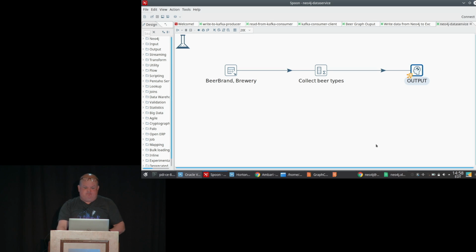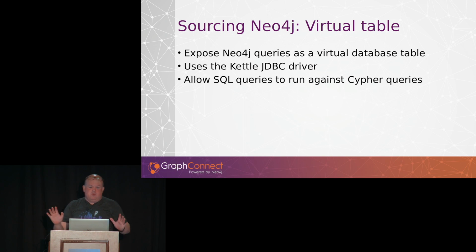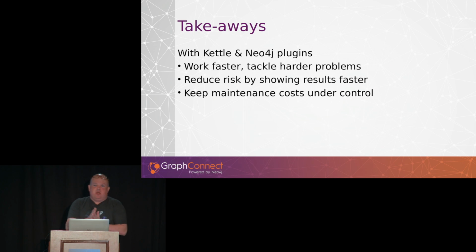Anyway, let me wrap up. So with Kettle and Neo4j plugins, I think you can work faster and tackle harder problems. That's basically the sweet spot that we try to get to. And we reduce risk by showing results faster. If you hit a performance bottleneck or whatever, we want to know as soon as possible so that you can start fixing it, right? And we want to keep maintenance costs under control by allowing people to use a GUI and by allowing code to be reused optimally, the code that's already written, and the code that you need to write kept to a minimum.